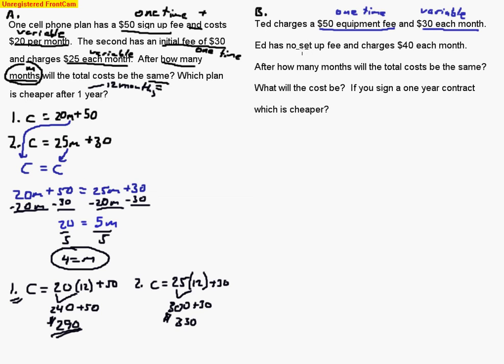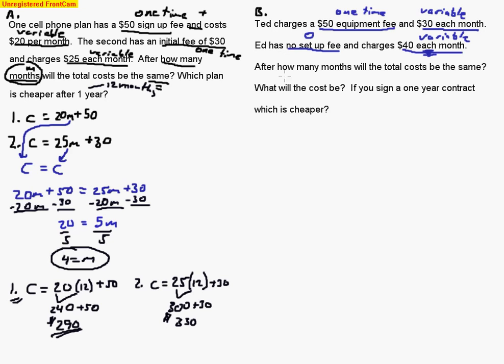Well, Ed, he has no setup fee. So there's no charge. That means 0 is our one-time fee. And $40 each month. So he charges more per month. So eventually he'll be more expensive. Again, that's a variable amount. And I know it's a variable because they say each. Each month, per month. Those are typical words that tell us where the variable should be.